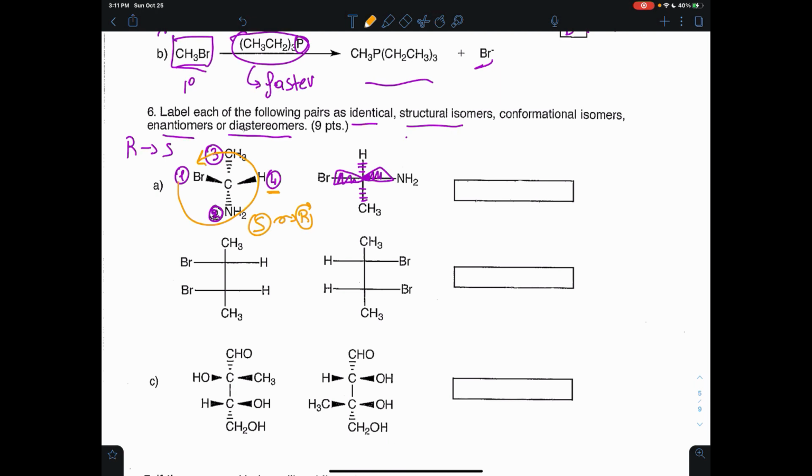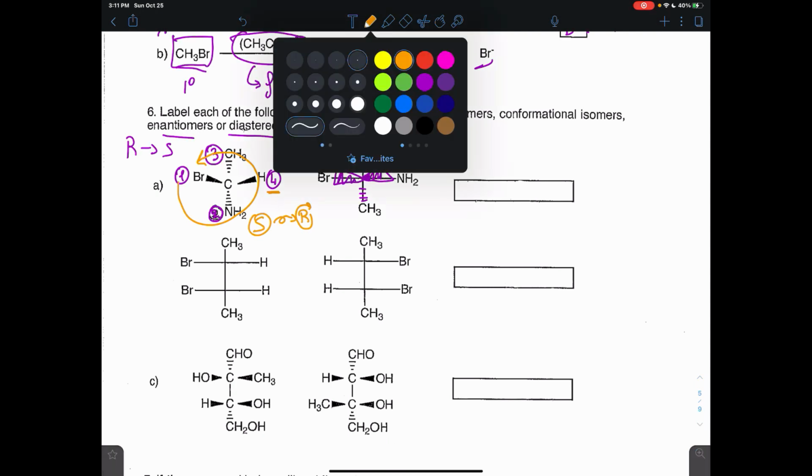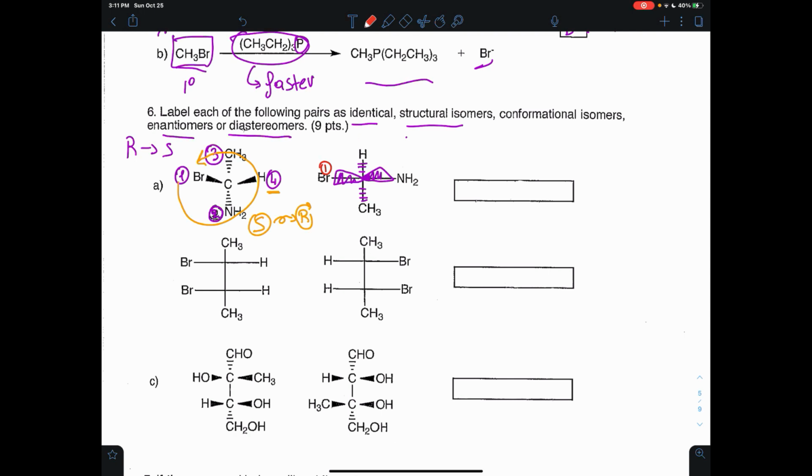Now let's look at the other one. I know this is gonna be my number 1. Let's just use a different color here. My number 1, my number 4, my number 3, the CH3, and then my number 2 is gonna be my NH2. If I do the circle around it, this is clockwise, and you see I have my atom number 4, the hydrogen, on a dash, so I'm good. I don't need to flip anything. So that's an R. They both have the same configuration. This means those two are identical.